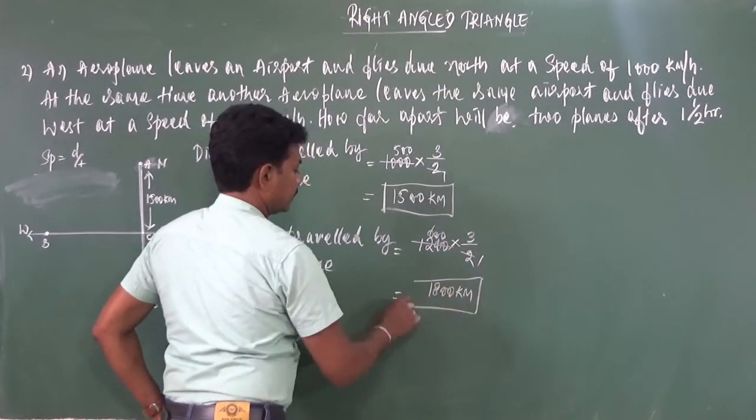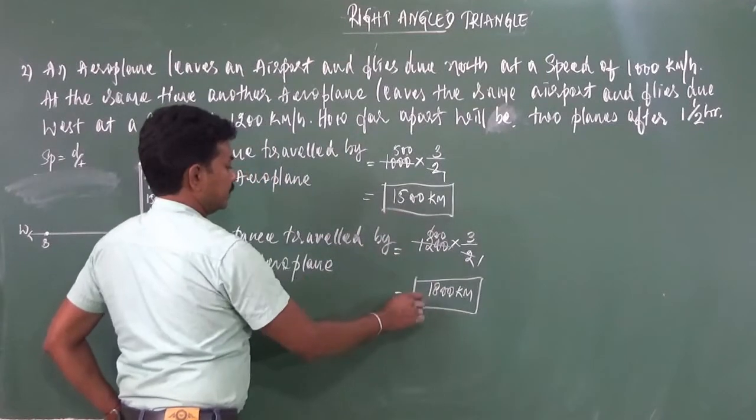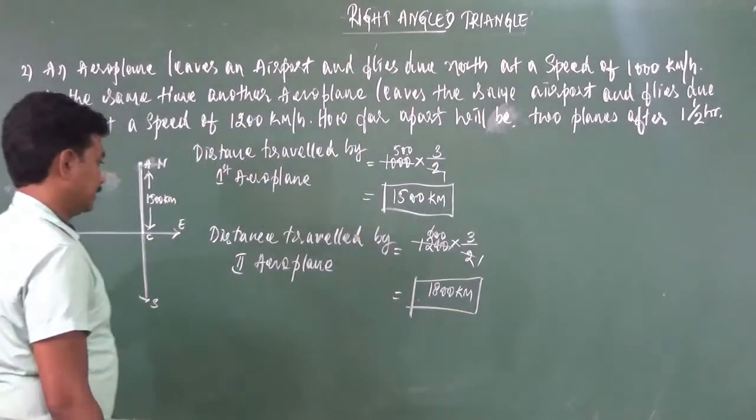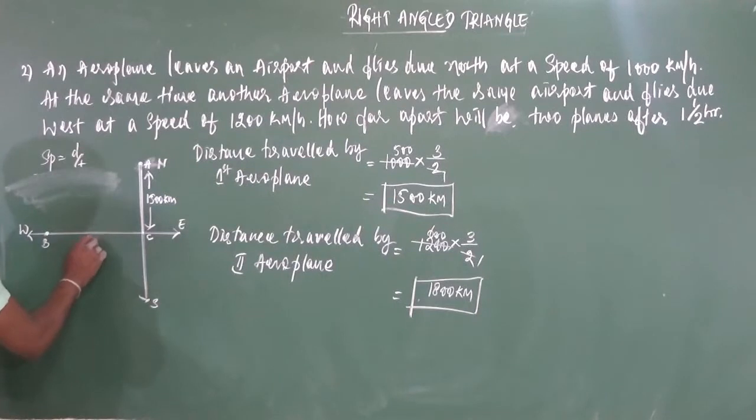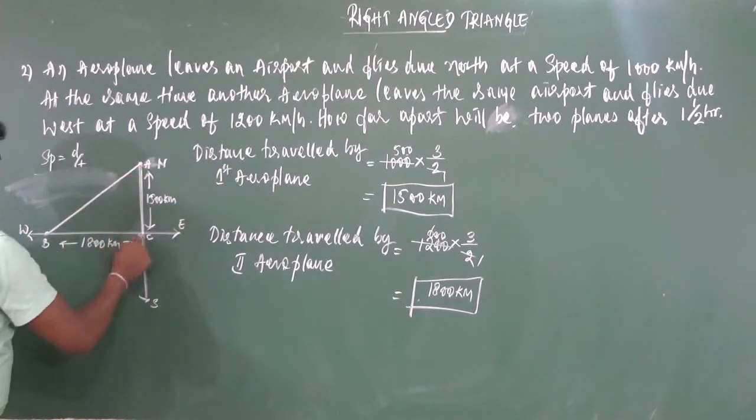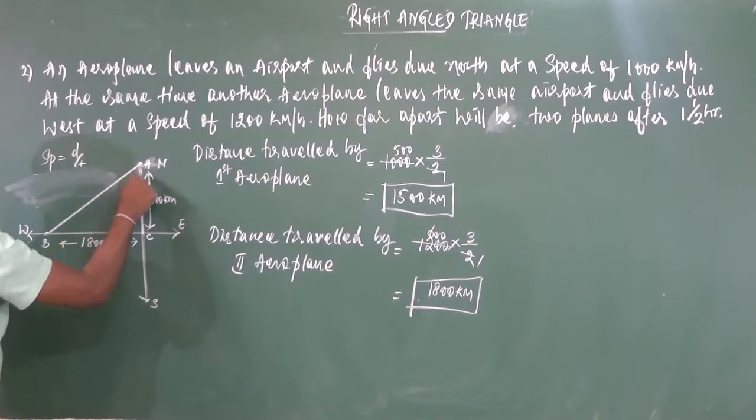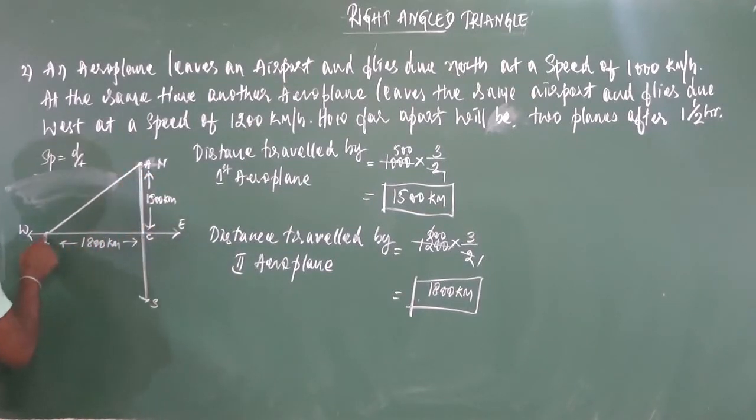So why is there a difference in distance? Because one speed is more and the other speed is less. So this is 1800 kilometers. This is the distance. So we have to find out this. After 1.5 hours, both the aeroplanes are at these points. First aeroplane is at this point, and the second aeroplane is at this point. So this line indicates the distance between the two aeroplanes after traveling for 1.5 hours.